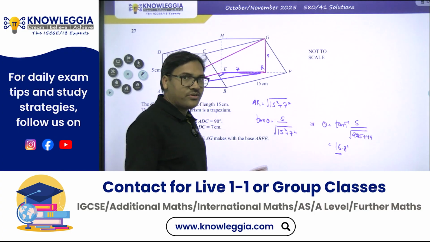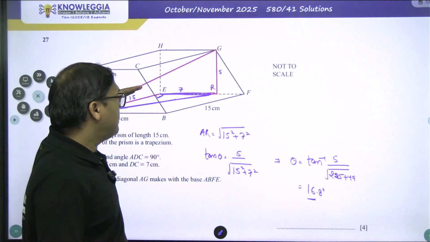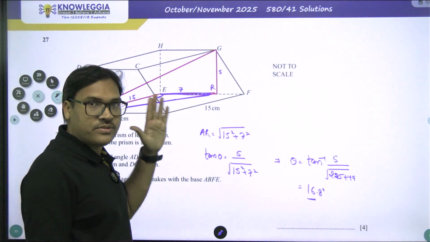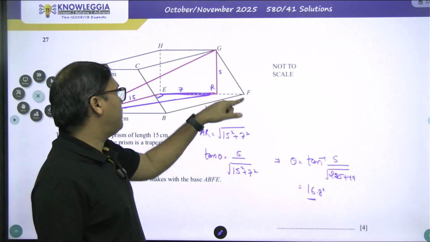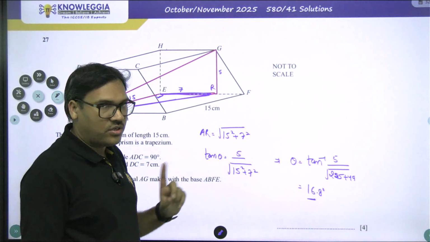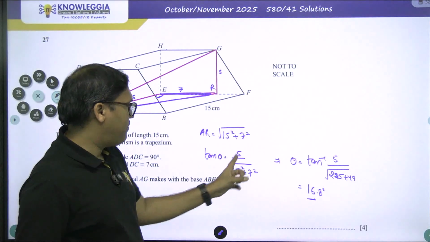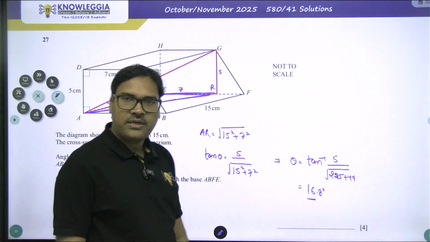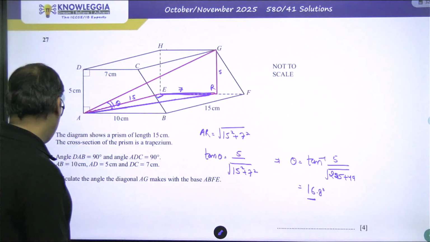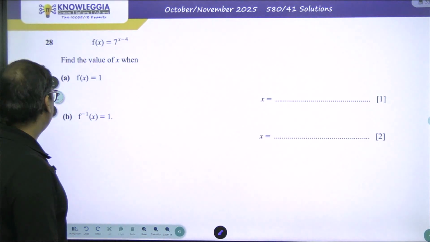Okay. So this is a non-written question. It's very important because many students join this line and find that angle, which is not the correct answer for this question. Okay. So this is how you can answer this question, 5 upon this, 16.8 degrees. Okay. Now let's move to the next question.